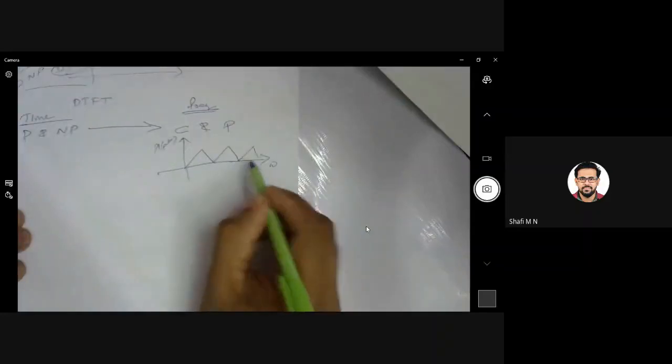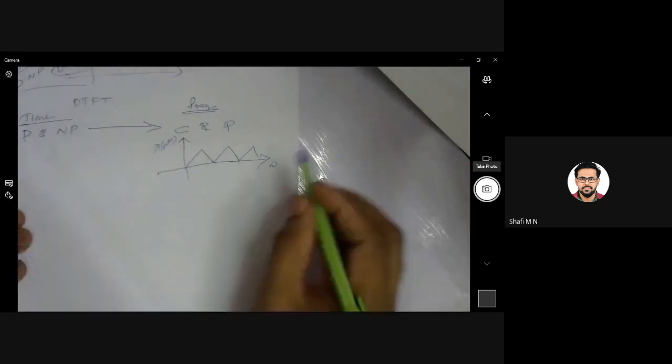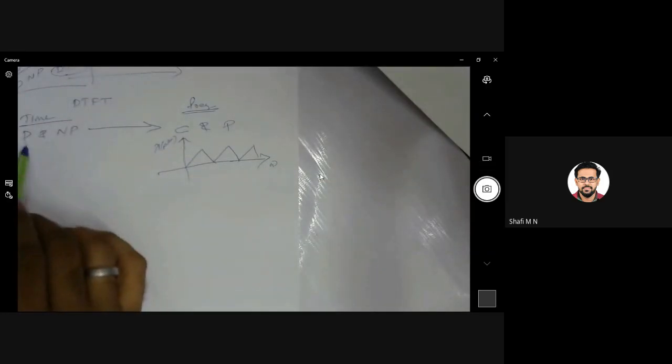Repeat it. So assume that this is the DTFT of a signal. Assume that this is the DTFT of a particular signal. Now the problem is, we do all these things in a digital signal processor. It's a digital processor, and it is going to deal with digital signals.